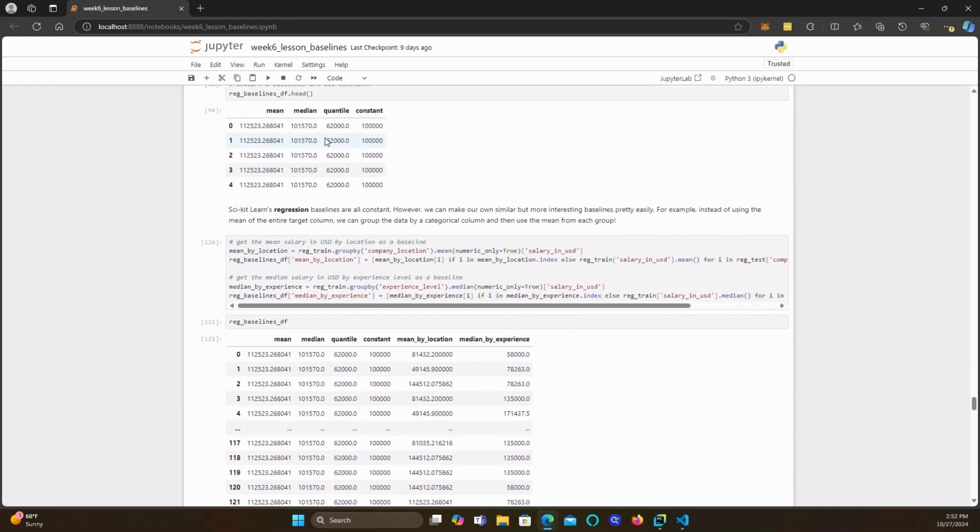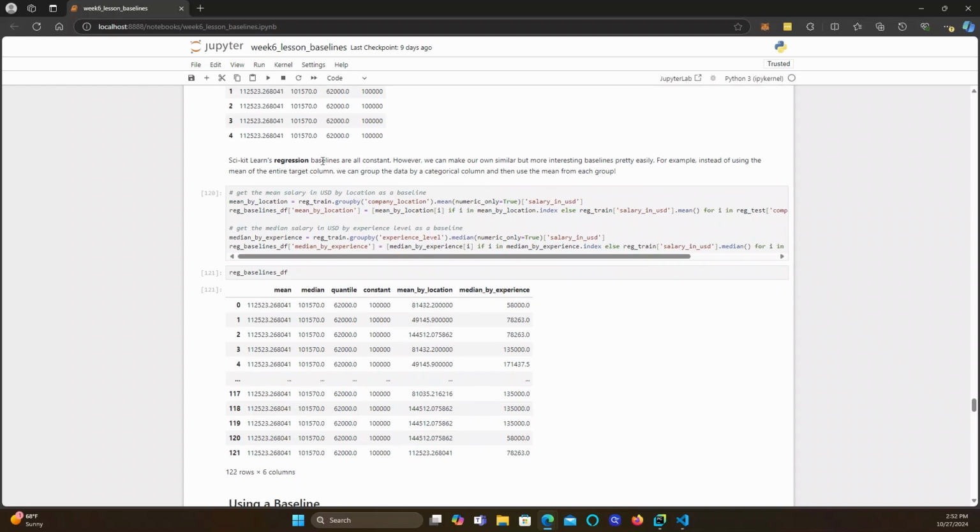So scikit-learn's regression baselines, all of these are constant. They all just repeat all the time. Now you can make a more interesting baseline pretty easily. For example, instead of using the mean of the entire target column, you can group the data by a categorical column and then use the mean from each group, which is what I've done here. So I've got the training data and I'm grouping it by location and then taking the mean and getting the mean salary. So this is the mean salary by location.